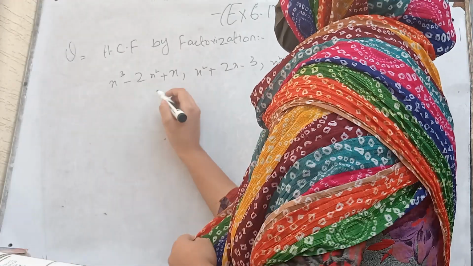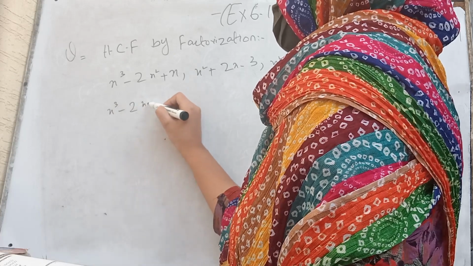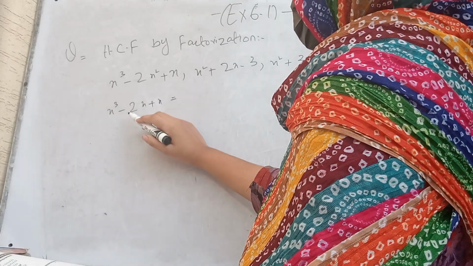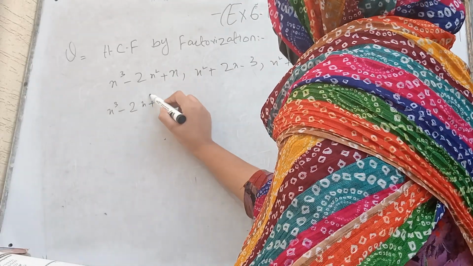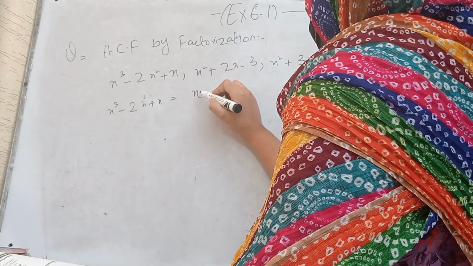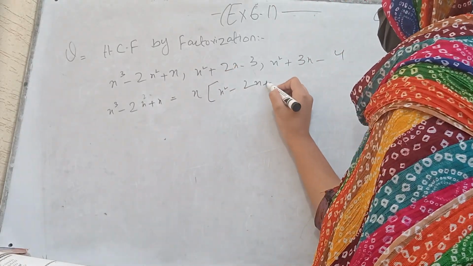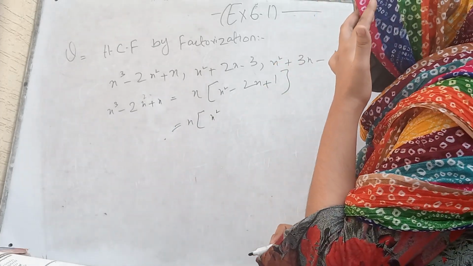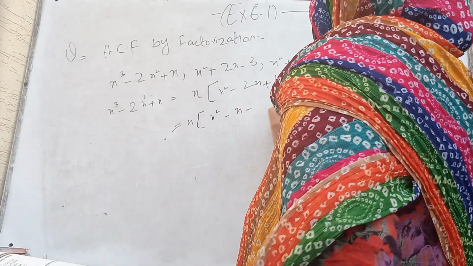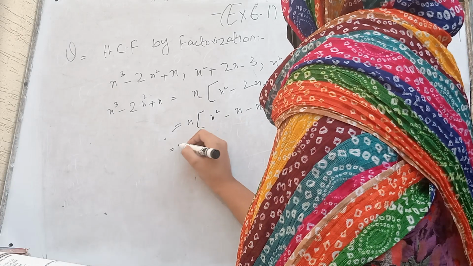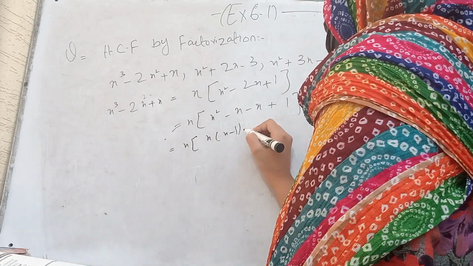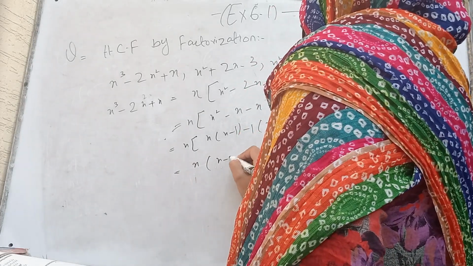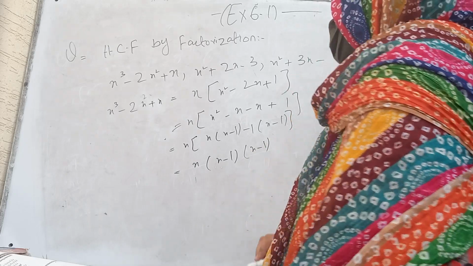So first we have x cube minus 2x square plus x. First we know that this is not a quadratic equation. To make it quadratic, we take x common, which gives x square minus 2x plus 1. So the middle term minus 2x is distributed into minus x and minus x, plus 1. Taking x common, x minus 1, and minus 1 common, which is x minus 1. The factors are x minus 1 and x minus 1.